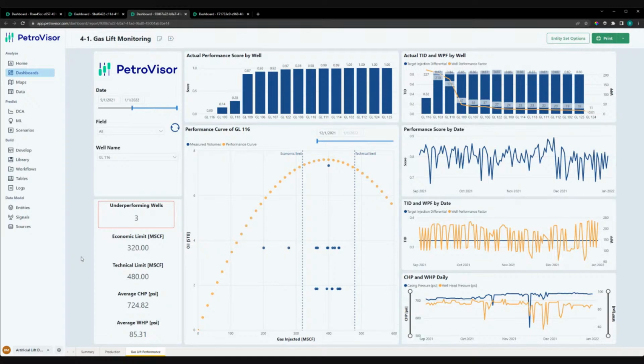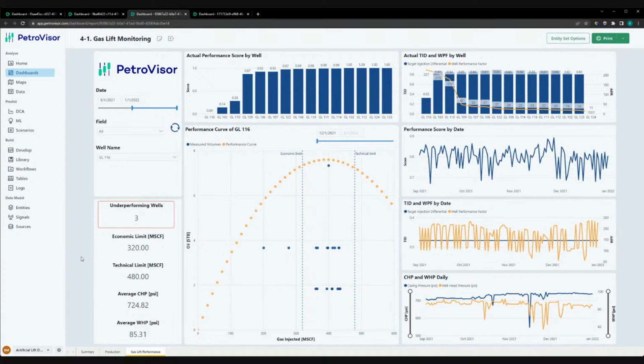So the economic limit itself may change depending on your commodity price deck, where you may have hedges, where it's economical to use this gas lift system to lift each barrel from the well. The technical limit can be subject to the different engineering parameters, the different design parameters of your system. So that's where I would say that those could change well to well, and most likely they will.